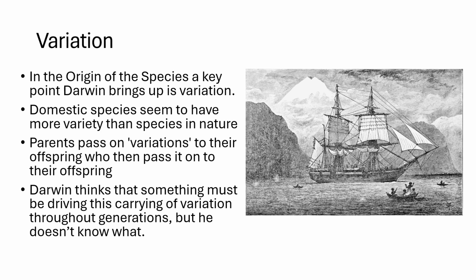Darwin seems to think that there is something driving this variation throughout the generations, but he's not really sure what, kind of alluding to the fact that while he didn't know what DNA was, he kind of instinctively knew that something must be driving this.